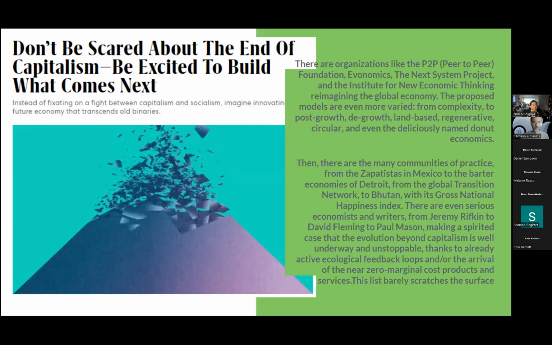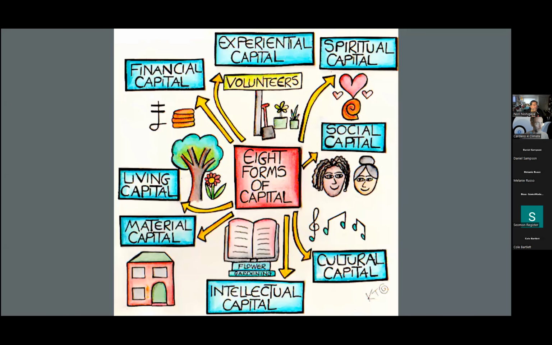So I just want to finish with this. Don't be scared about the end of capitalism. Be excited to build what comes next. There's a whole bunch of different things out there that I'd like to draw from.